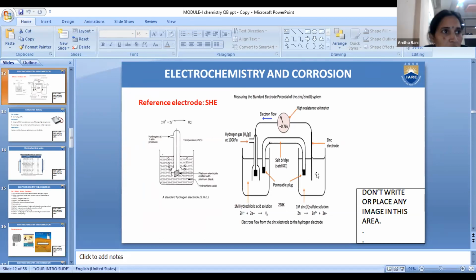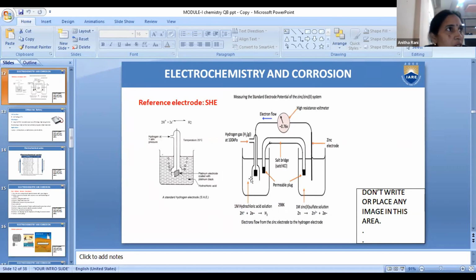Anode means, tell me first, what is the reaction that takes place? Oxidation. Oxidation means what? What is an oxidation reaction? Loss of electrons. So zinc is losing electrons, undergoing an oxidation reaction, so it will act as the anode.